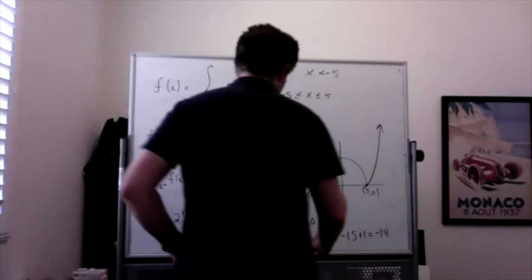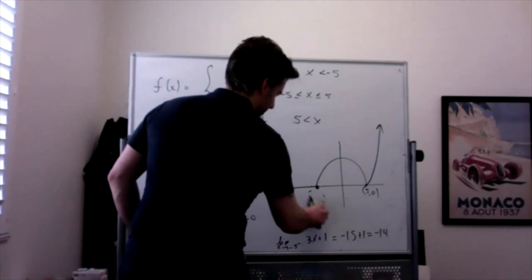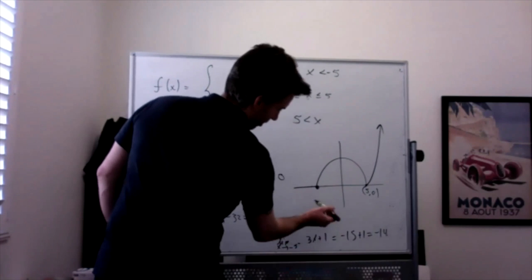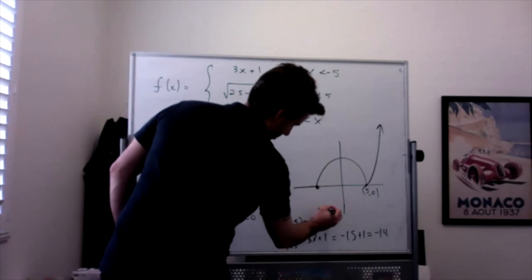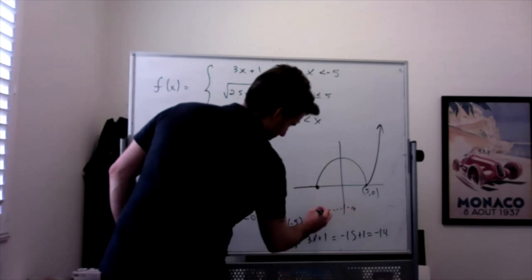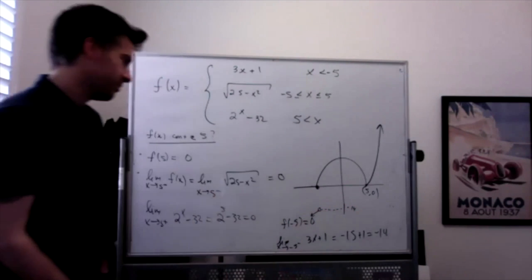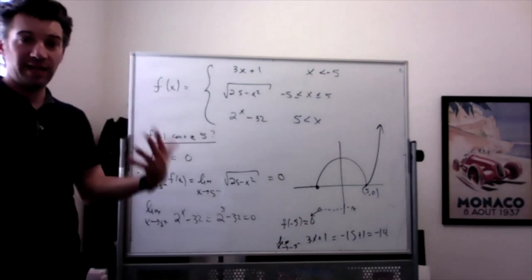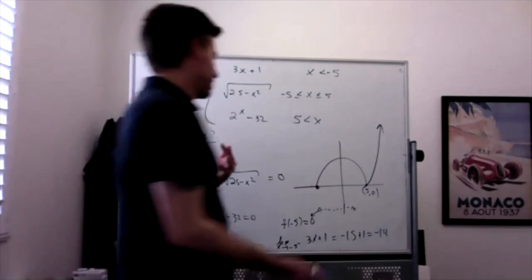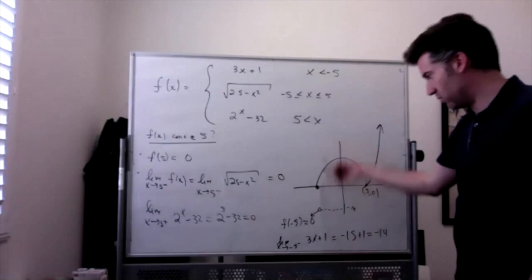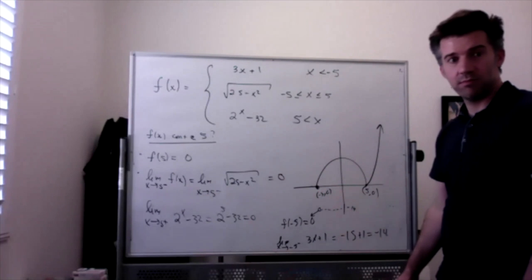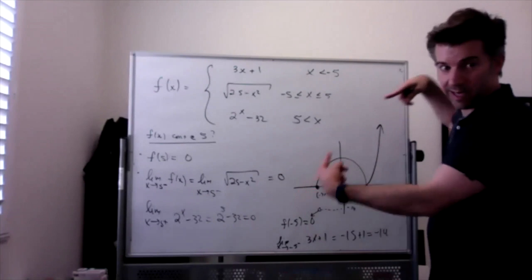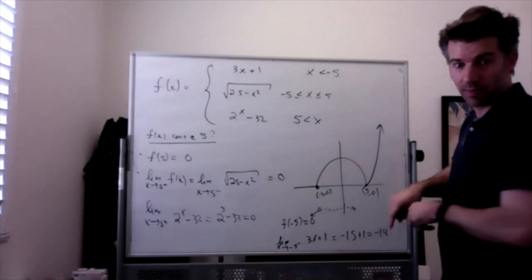So this does something like, my scale is too small, but it's something like way down here. It does that kind of deal. So this function is defined everywhere, but it's clearly not continuous at -5, because the left-hand side and the right-hand side are not meeting up.